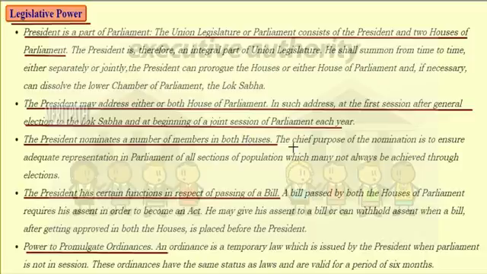President nominates a number of members in both the houses. The chief purpose of the nomination is to ensure adequate representation in the Parliament of all the sections of the population, which may not always be achieved through elections.